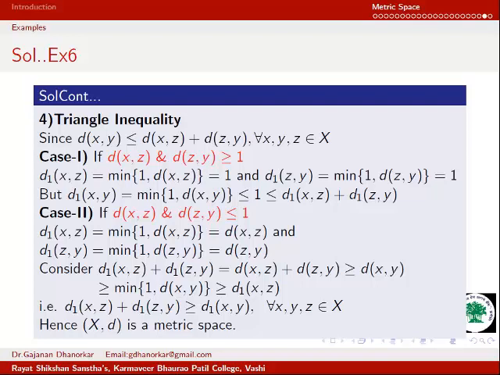Okay, any doubt here? We have covered some examples on this metric space, and all these conditions satisfy the conditions of a metric, and X comma D becomes a metric space. Okay, thank you.